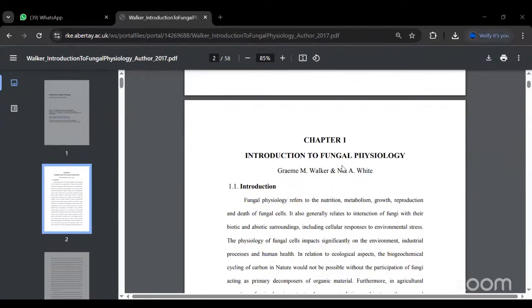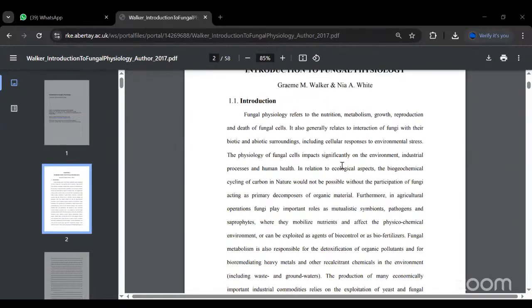Here now, chapter 1, fungal physiology. Fungal physiology refers to the nutrition, metabolism, growth, reproduction, and death of the fungal cells. It also relates to interaction of fungi with their biotic and abiotic surroundings, including cellular response to environmental stress.